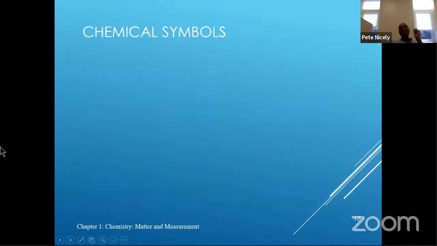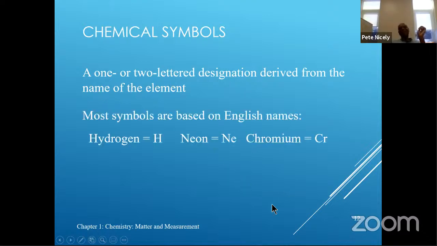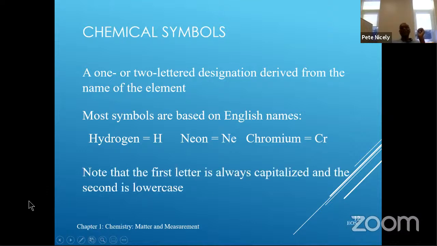So let's talk about chemical symbols. Again, this is something that you would have met before in your previous chemistry experience. And you should recognize that basically the chemical symbols are 1 or 2 letter designations derived from the name of the element. Now, most of the symbols are based on the English names, and these are just a couple of examples: H for hydrogen, Ne for neon, and Cr for chromium, all right?